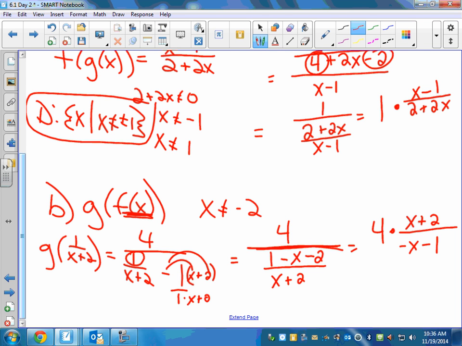What do I do with that 4? Multiply to the top, and I don't care which way you do it. Distribute it, leave it in the front with parentheses. I don't care. Both are acceptable, right? Like you could leave it as 4 times x plus 2, or you could write it as 4x plus 8. It's the same thing. This would be g of f of x.